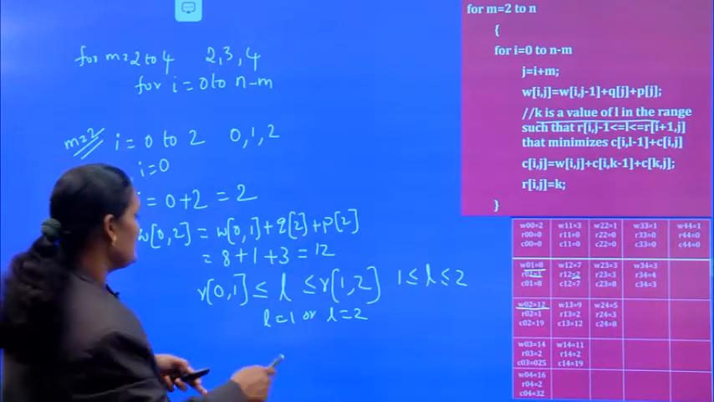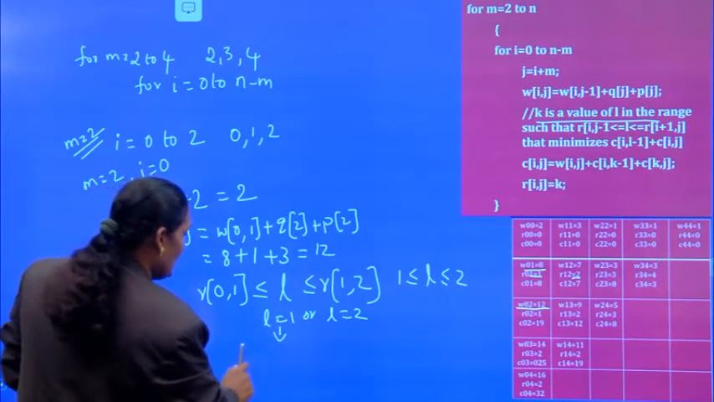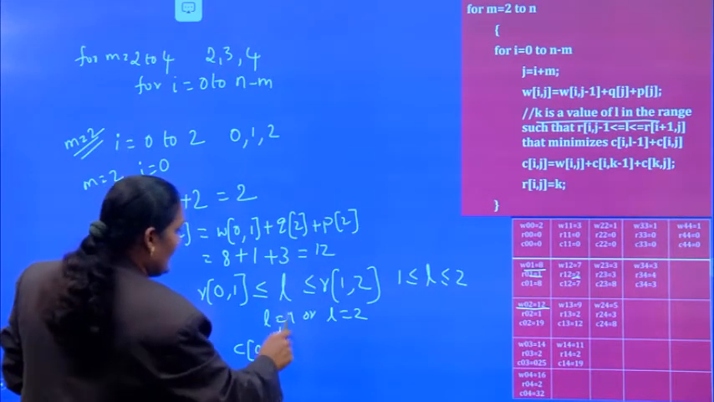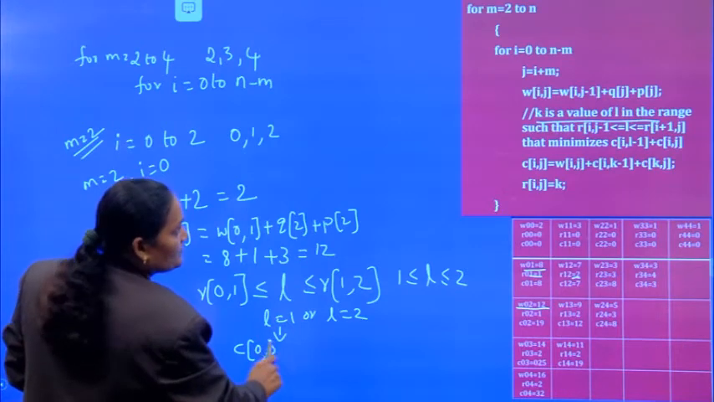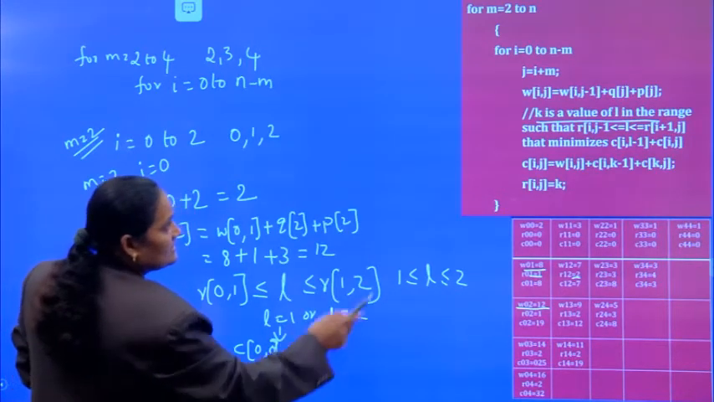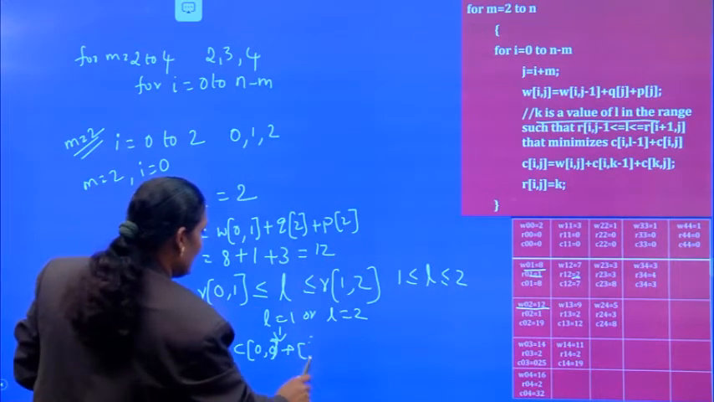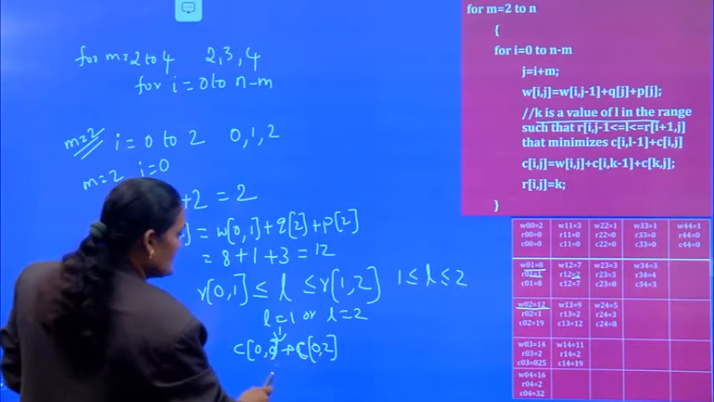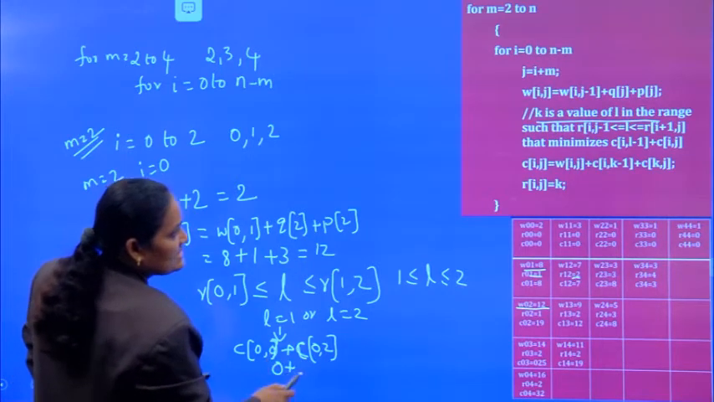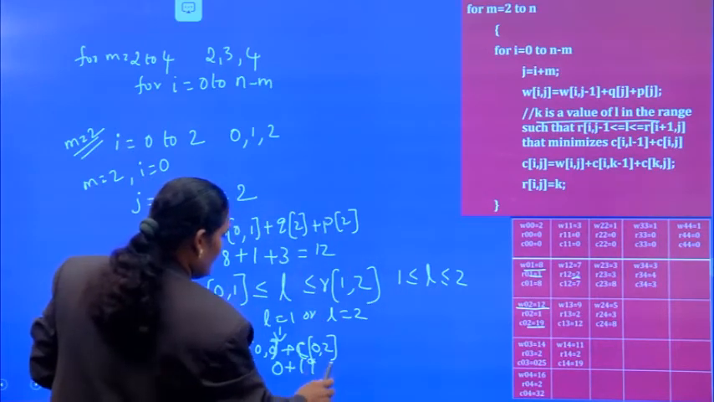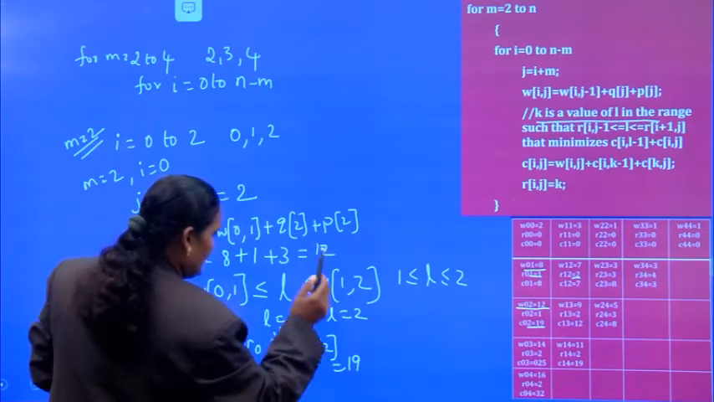Now I am going to find the cost. Corresponding to this L, what becomes the cost? Ci L minus 1. C 0, L minus 1 is 0, plus Cij. C I is 0, J is 2. Now what is C00? 0 plus C02. What is C02? 19. So which is equal to 19.